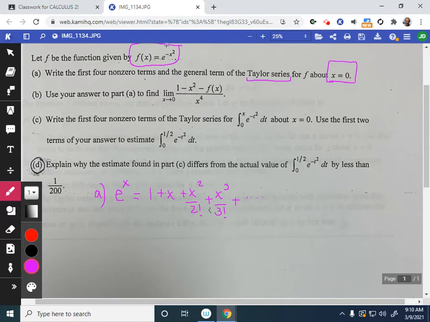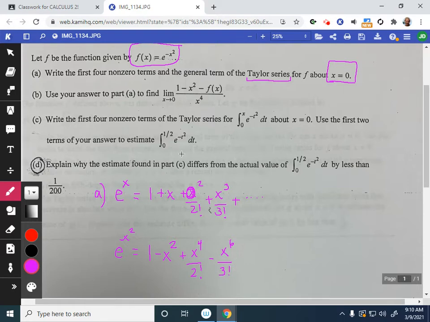So the series for e to the negative x squared will be 1 minus x squared. I'm subbing in negative x squared for all of my x's. Plus, because when I put in negative x squared into this, it will become negative x squared squared. So it'll turn this into plus x to the 4th over 2 factorial. Plug negative x squared into this, and now I will have to the 3rd, so I will have minus x to the 6th over 3 factorial. And there we go. Write the first 4 non-zero terms. There they are. So there's part A.